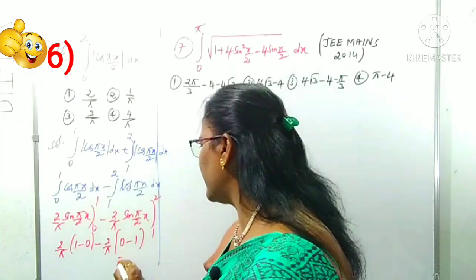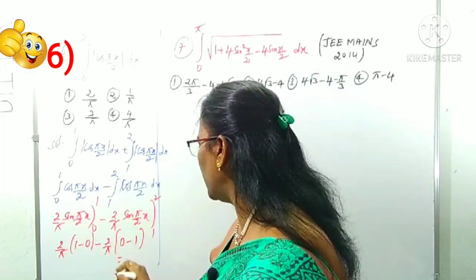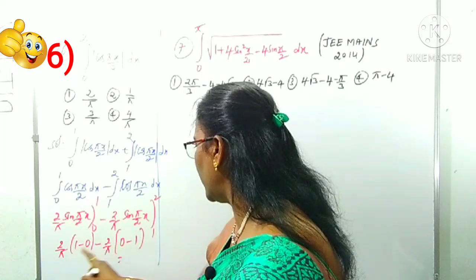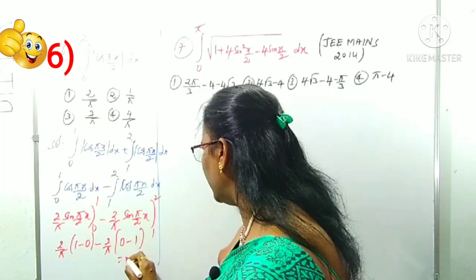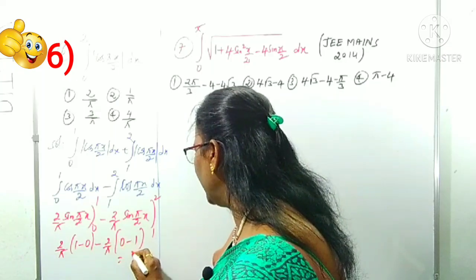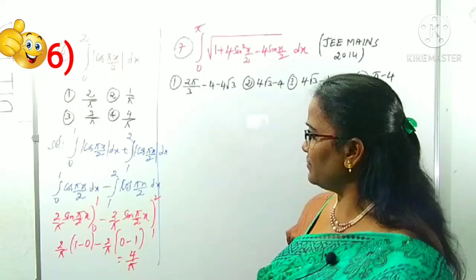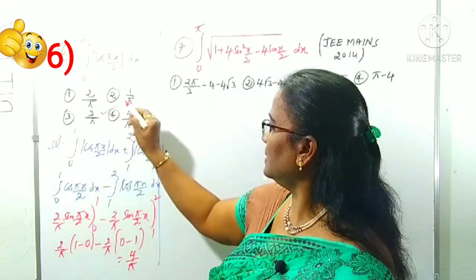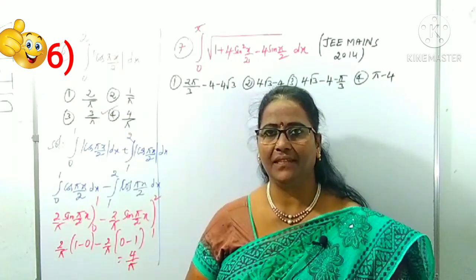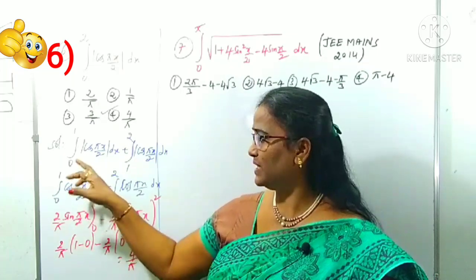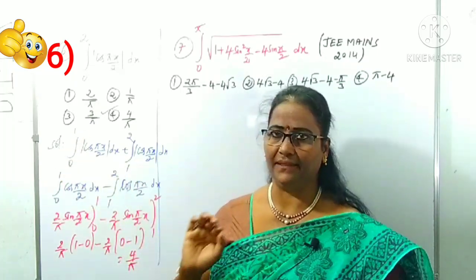Now tell me, this answer is 2 by pi plus 2 by pi, and 2 by pi plus 2 by pi is 4 by pi. Clear? That is clearly which option? D, the fourth option, right? So at what value of x do we have to split here? At x is equal to 1, we have to split it here.